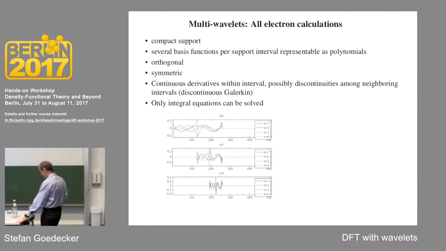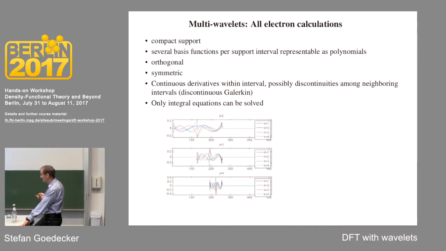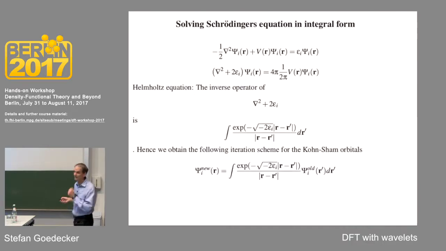And so if you use them as a basis set for solving a partial differential equation, it's not guaranteed that your solution is continuous. For that reason, you cannot really define differential operators. The only thing you can use in this case are integral operators. And therefore, you also have to solve Schrödinger's equation as an integral equation. But that's not difficult. Just let me show it briefly.